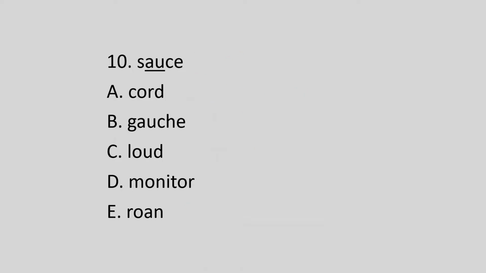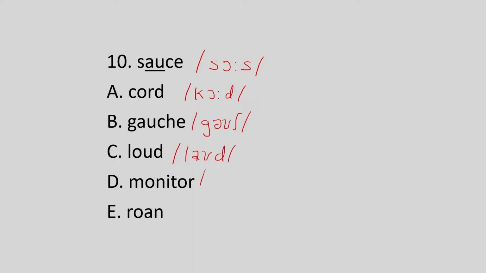All right, quickly, let's get to the last one here. Sauce, S, or S. Simple. So what's our transcription here? K, or D. That's it. But let's just play with other ones like, okay, gauche. Yes, this is gauche. Okay, and this is loud. This is monitor. Then this is roan. Okay, this is roan.